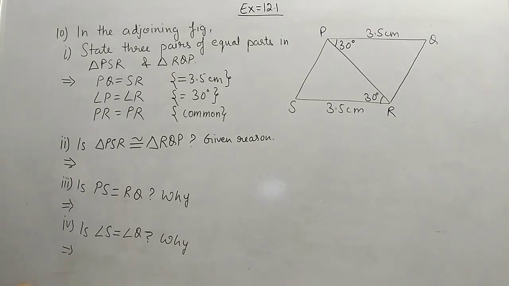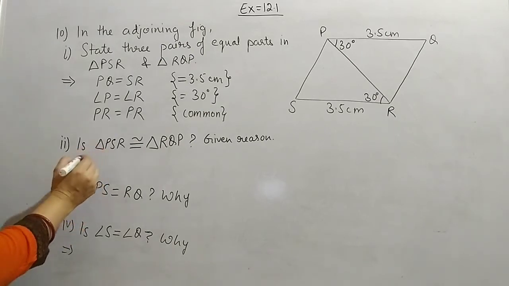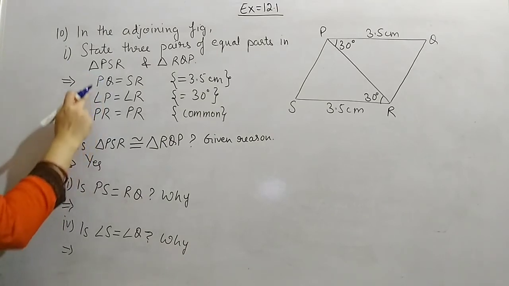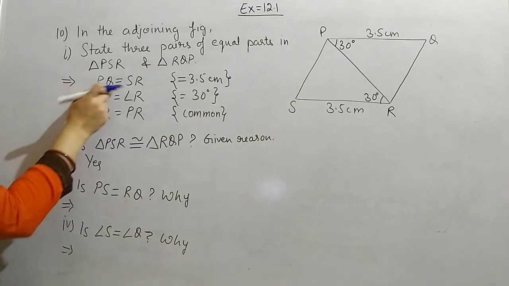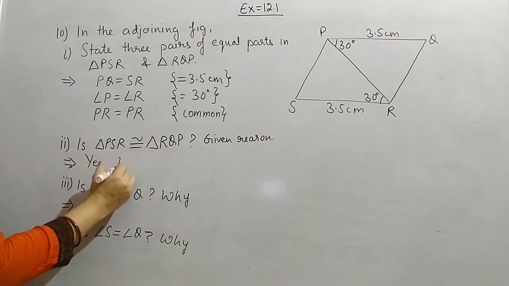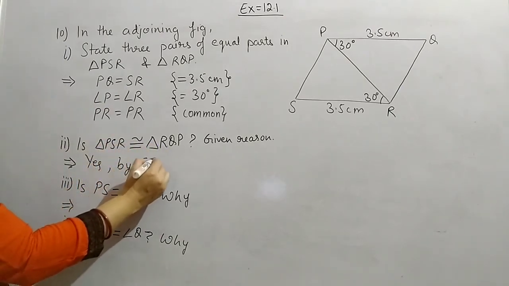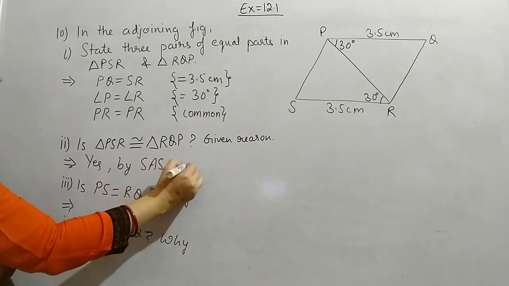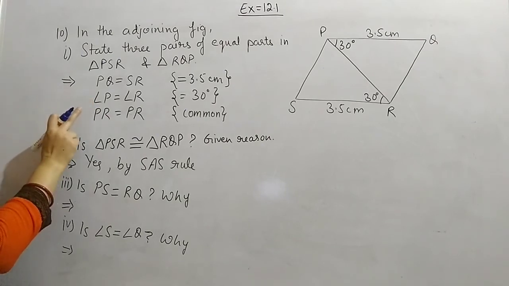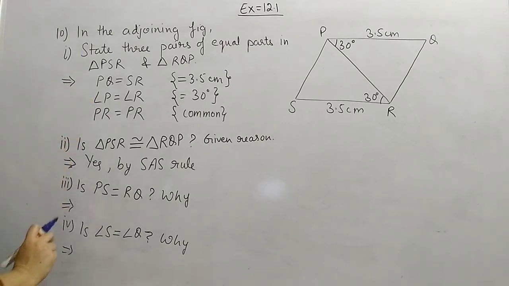Now next we have to show, is triangle PSR congruent to triangle RQP? Yes, both the triangles are congruent because we have already compared three things here, two sides and one angle. And the reason also we have to give, by SAS rule. We have compared one side, then included angle and then another side.